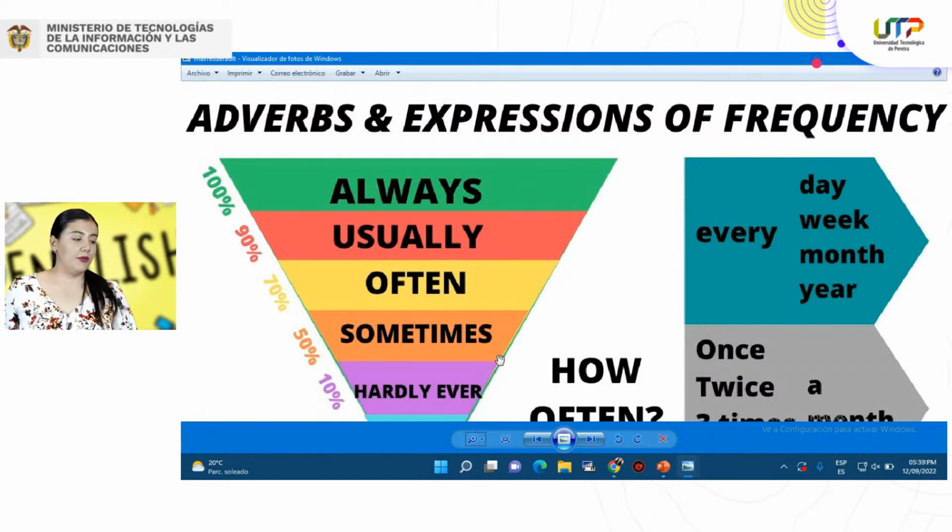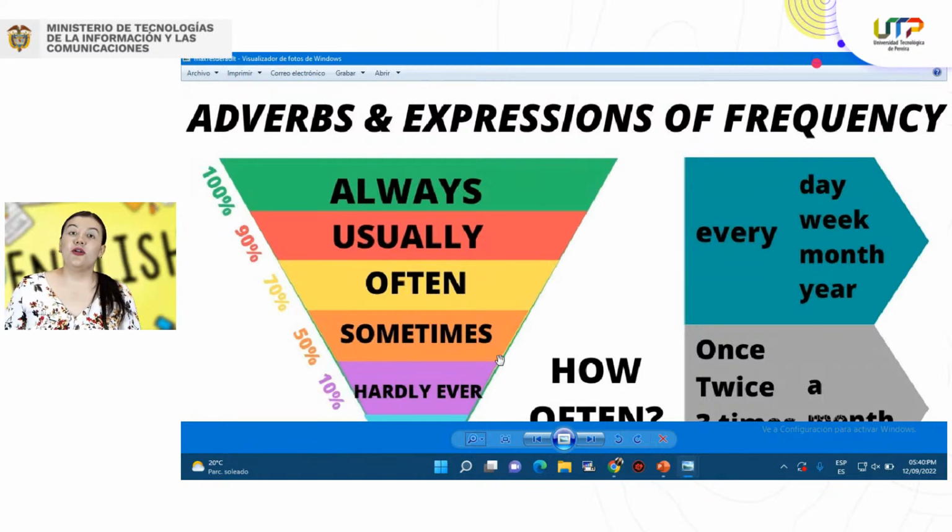Then we got, for example, the next level, that is 90%. Digamos que no siempre, ¿sí? Sino la mayor parte de los días del tiempo de la semana voy al gimnasio en la mañana. Entonces yo puedo decir usually, right? Not always, but most of the times. So that is 90%, usually. Okay? Y después de usually, tenemos en ese orden de frecuencia, often. Often. Entonces vamos en always, usually, and often.